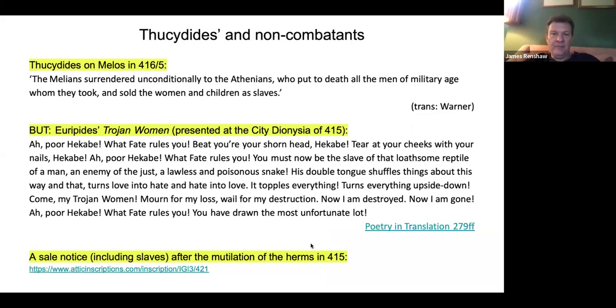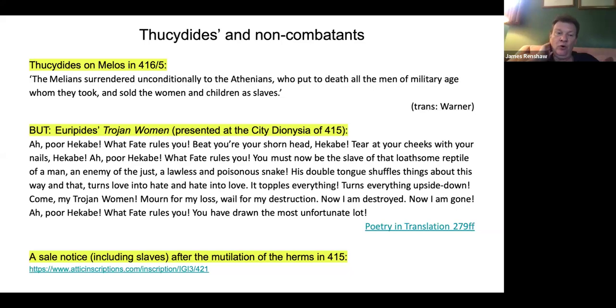So you can come and explore that one as well. So another episode, the sort of horror of this war, Melos in 416-15. Thucydides says at the end of that debate, the Melians surrendered unconditionally to the Athenians, who put to death all the men of military age whom they took, and sold the women and children as slaves. And that's, again, just a cursory reference.